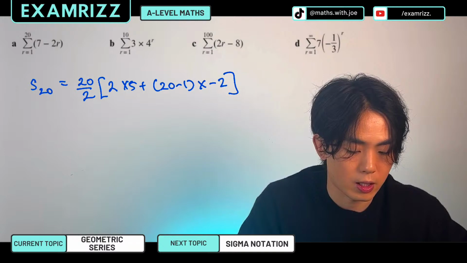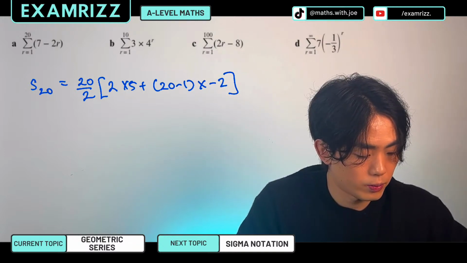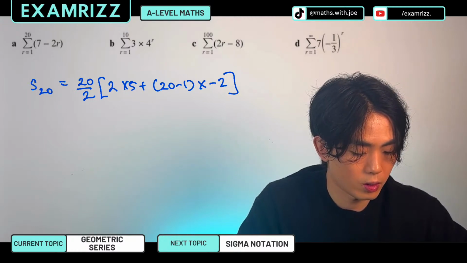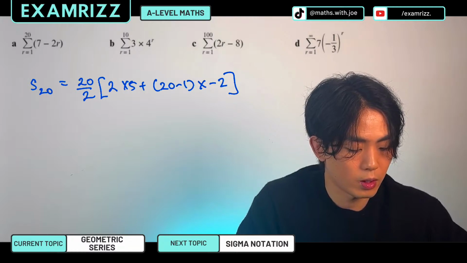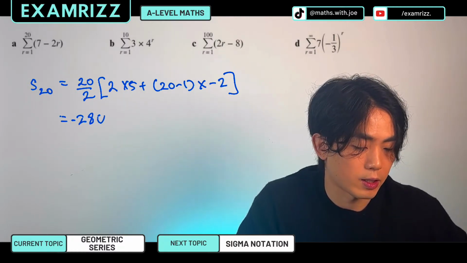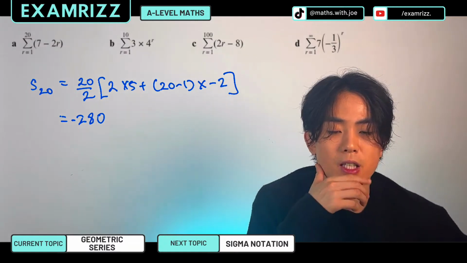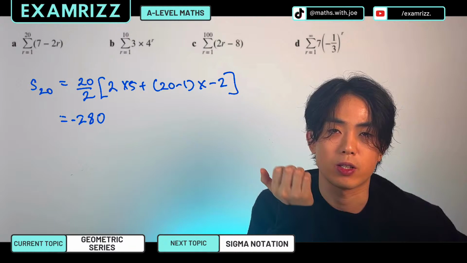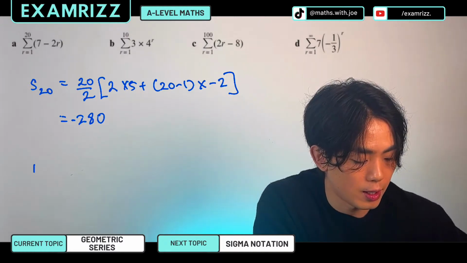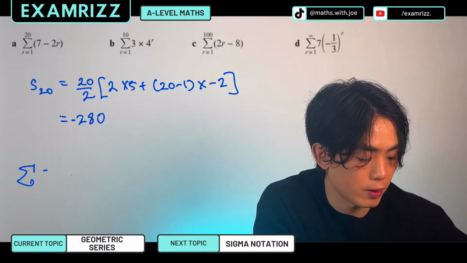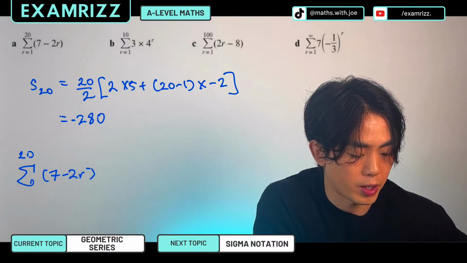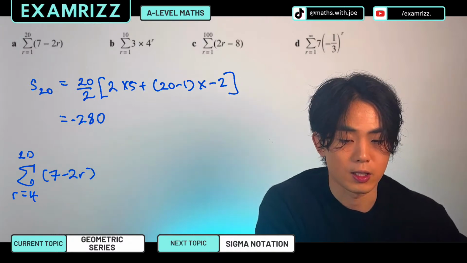Okay, so if I plug into calculator, I get minus 280, like so. So it's very simple, right? Now, the difficulty is, as I said, it doesn't always have to start with r is 1, okay? There are cases when it doesn't start with r is 1. So, for example, if I ask you to find the same formula, 7 minus 2r, up to the 20th term once again, but from r is, let's say, 4, like this, okay?